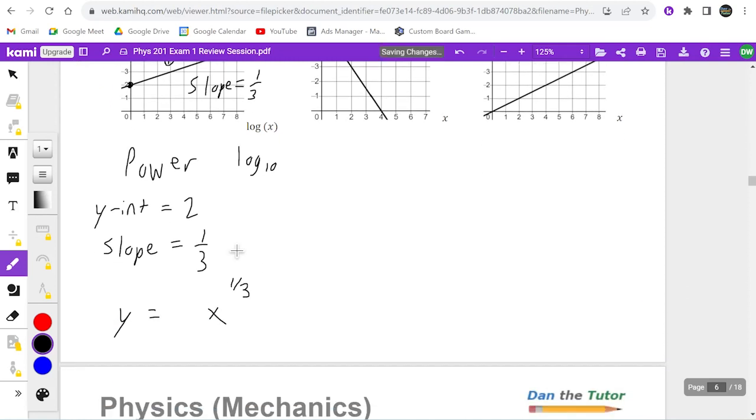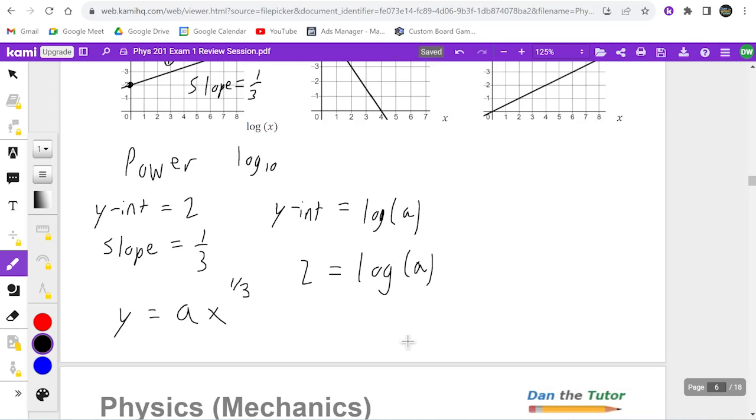And normally what I do is, I'm just going to fill in a for now. It's a variable. We're going to solve for it, okay? Normally I say the y-intercept equals log of a. But now we got to do it backwards, right? Because we know the y-intercept's 2, and we don't know a.